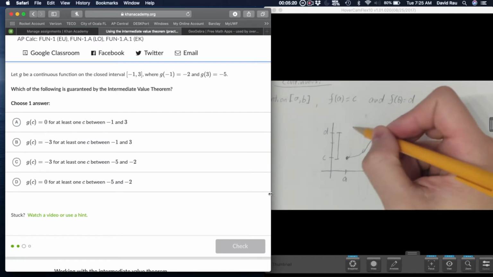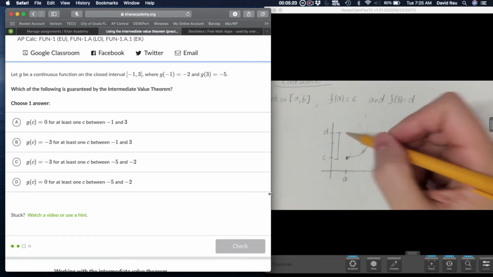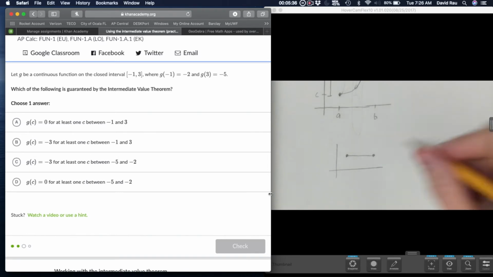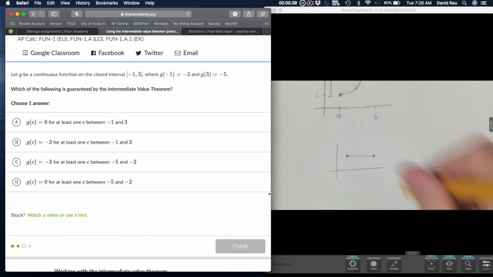Now, obviously C could actually be above D, or C could actually be equal to D. All you could really say, like let's do the crazy example, what if C and D were in the same place, then actually the only thing you're guaranteed is that somewhere else in the function, it's the same value. Imagine I drew this parallel.